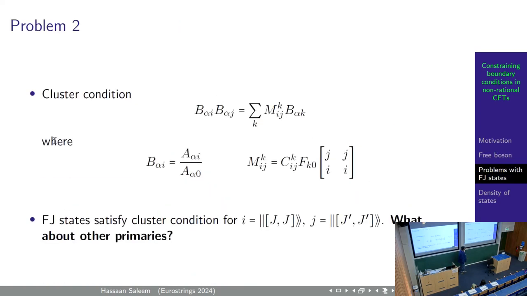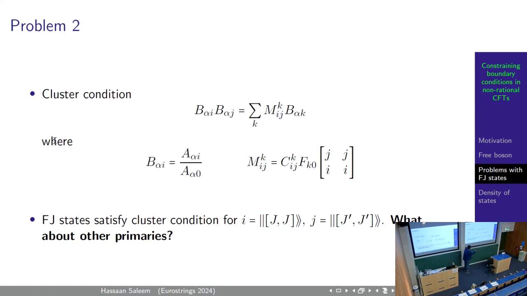Okay. Now, another problem that we worked on is that Friedan-Janisch states don't satisfy the cluster condition. This is one of the consistency conditions that you need to satisfy if you want a good boundary condition. What Janisch did in his 2001 paper is that he checked this cluster condition for I and J being the JJ states. If I describe briefly, these B coefficients are nothing but ratios of the A coefficients that I had in the first slide, the ratio of these A coefficients with the A coefficient for the case when I equals 0, which means the identity operator, right?